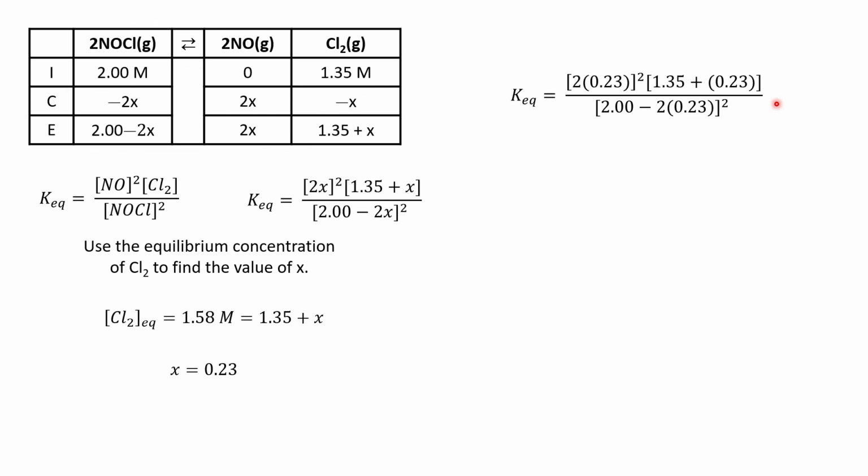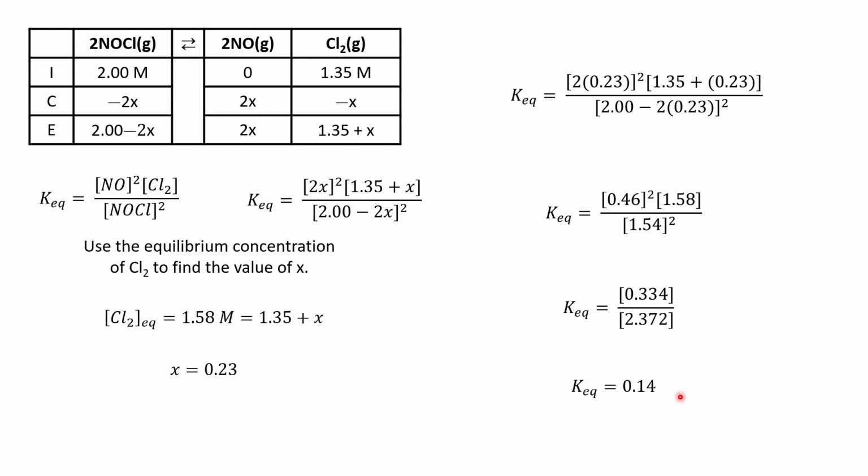So let's just simplify a little bit. Here we go. We've got 0.46 squared times 1.58 over 1.54 again squared. Simplifying again, so I just have a numerator and denominator. Finally, I get a KEQ of 0.14.